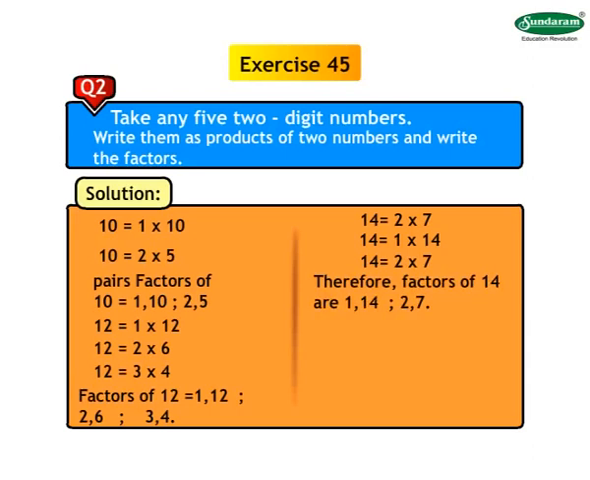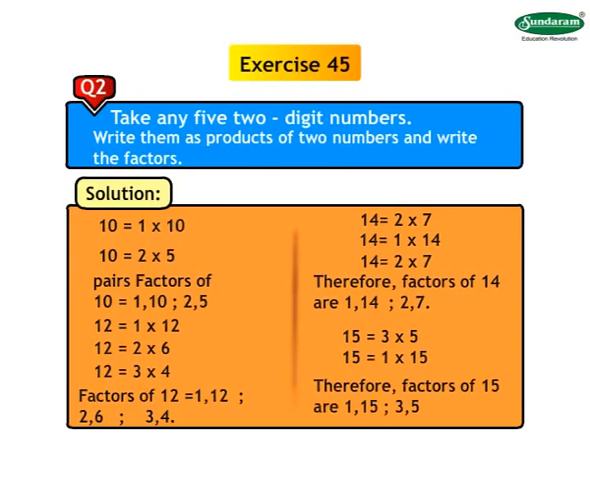Let us take the fourth number, 15. 15 is equal to 3 into 5. 15 is equal to 1 into 15. Therefore, pairs of factors of 15 are 1, 15, 3, 5.